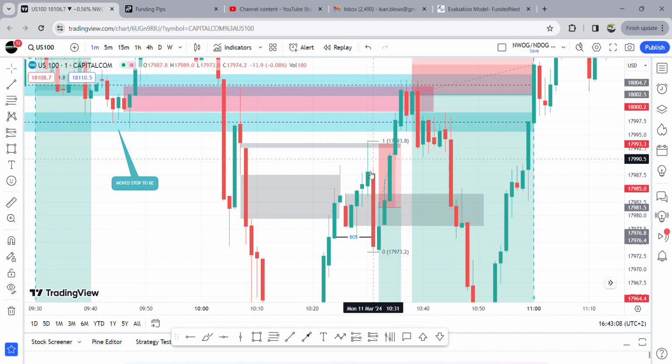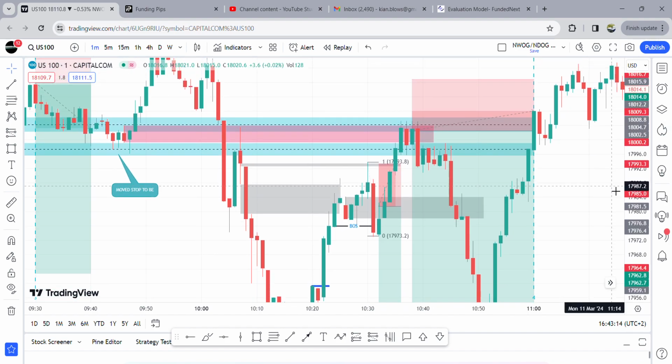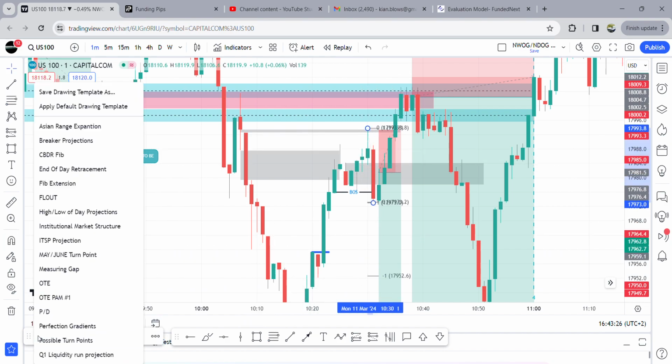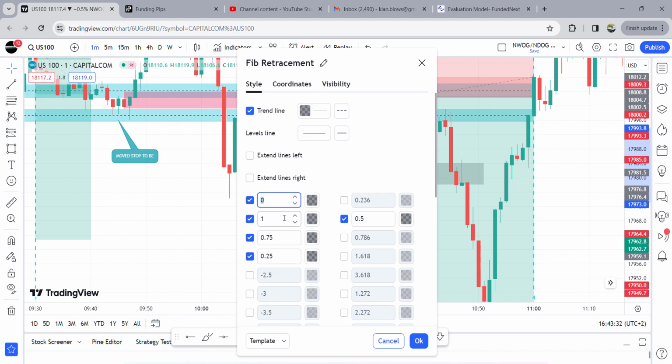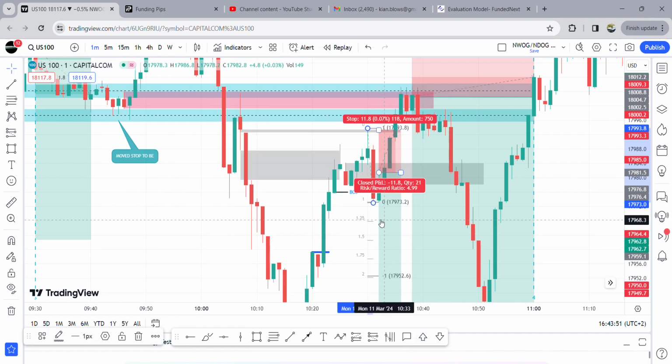It goes up. So this could be a run on stops now. That's a run on stops. Actually, let's do this. Let's measure this range. I haven't done this before. And let's do friction gradients, but let's add in one in front of each of them. So instead of 0.75 and 1.75, 1.25, 0.5, and then 2. Let's see how this looks.